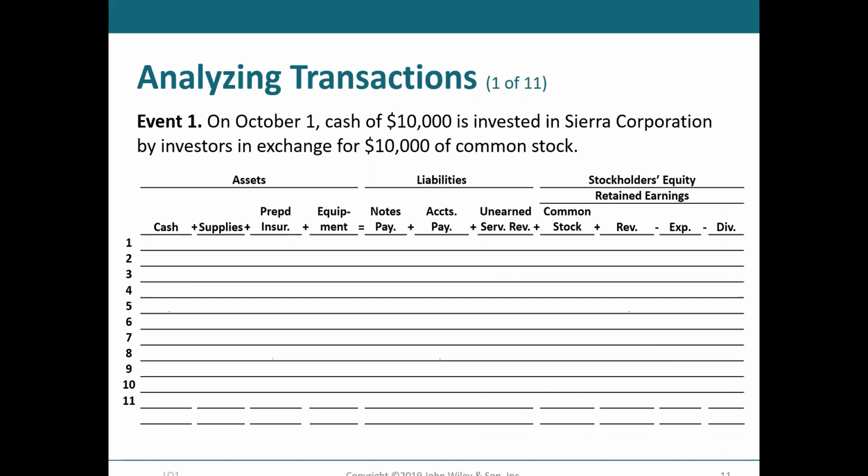So here's our first transaction. On October 1st, cash of $10,000 is invested in Sierra Corporation in exchange for stock. So something has to go up. You have to have at least two accounts, double entry bookkeeping. You have to impact two of these things you see here. So we're looking at this. Cash was invested. So I'm thinking cash went up and so did common stock. And our equation remains in balance.